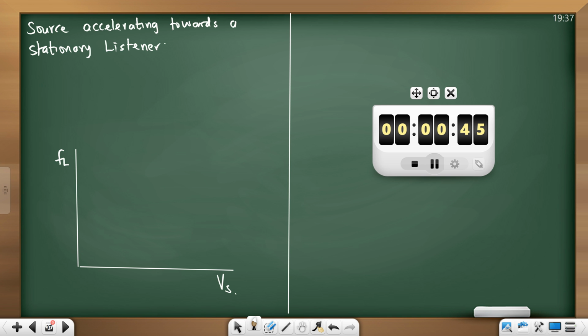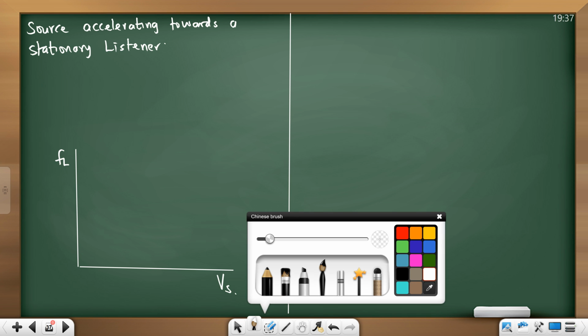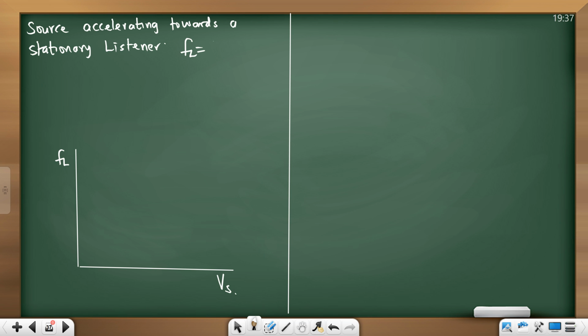Are we done, guys? Are you okay with what you did? Okay, let's save the 30 seconds. Could be very useful. What do we know? Moving towards. All right, so I know FL would be equal to what? V. Which one is stationary? The listener. So I can remove that. Is that fine with you?